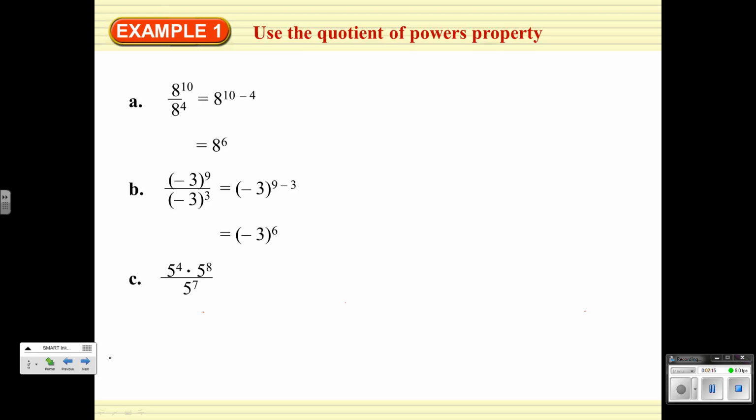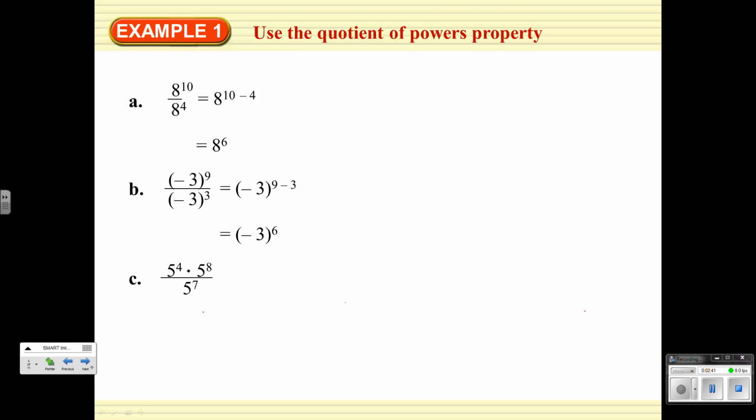Next one. This one's a little bit different. We have some multiplication going on in the numerator, and I want to point out that a division symbol, or the fraction line, is just like a grouping symbol. So we can consider doing what's up here before we actually do the division. This is kind of like parentheses or a grouping symbol. So we're going to do that multiplication first.